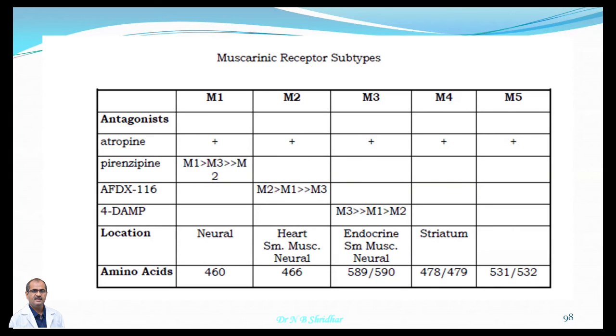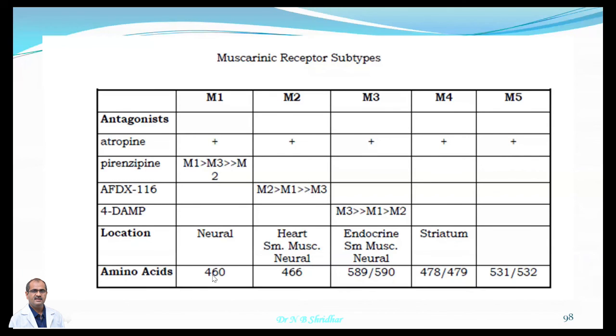Another drug, AF-DX 116, acts very specifically on the M2 type of receptors, while M1 and M3 are less affected. 4-DAMP acts on the M3 type of receptors. The M1 type of receptors are located in neurons of the central nervous system, whereas the M2 type are present on the heart, smooth muscles and neural tissue, and the M3 type are present on endocrine glands, smooth muscles and nervous tissue.